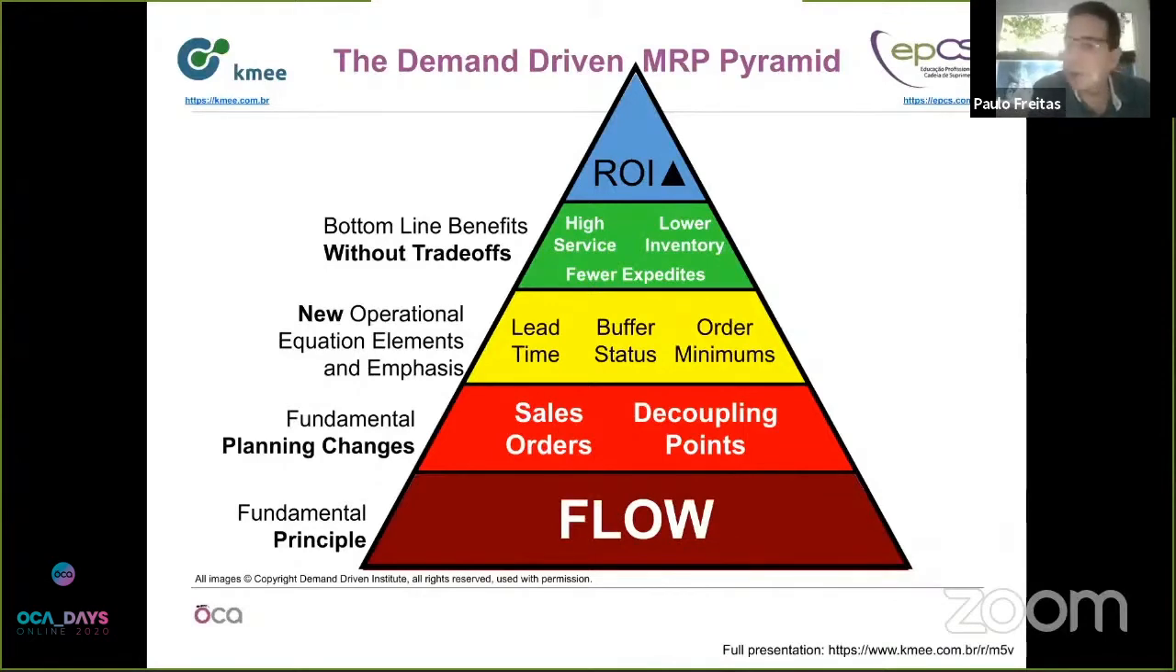We do away with this short-term forecast. We don't need forecasts for the short term, only for the medium long term. Okay, but we substitute them with sales orders. The decoupling point is also something important there because I've explained to you this is where you position your buffer.